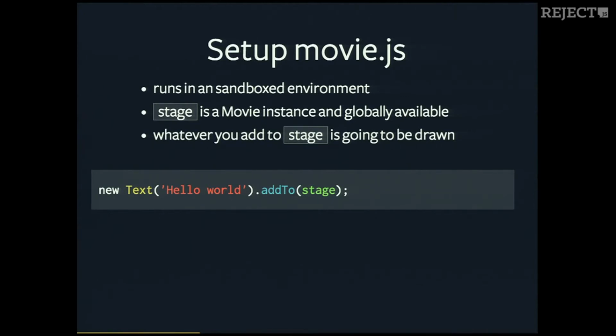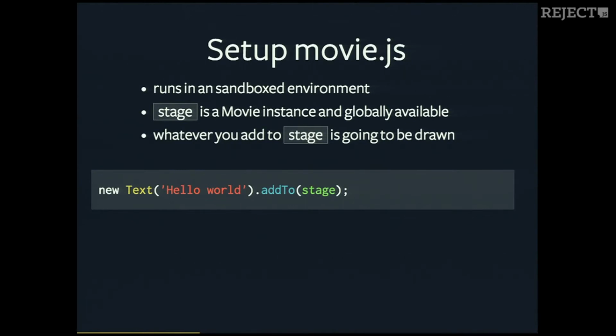I think it's one of the smallest Bonsai scripts possible. In your Bonsai movie, you have a global stage object, and whatever you add to the stage is supposed to be drawn on your screen.